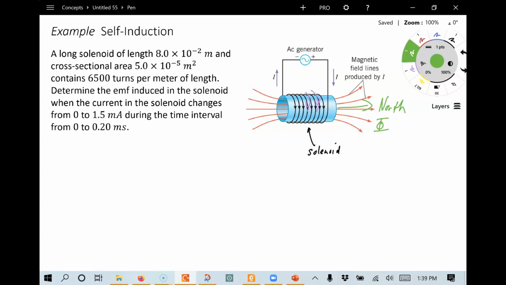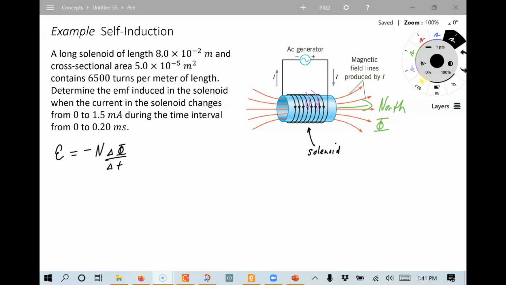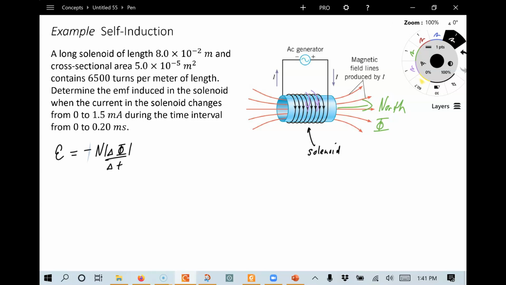So to start, we're going to do what we always do. We want to calculate the induced EMF. We're going to use Faraday's law, which is minus N times delta phi over delta T. Now for this one, let's just focus on the magnitude of the induced EMF, so we can get rid of the minus sign. And we're going to go ahead and figure this out.